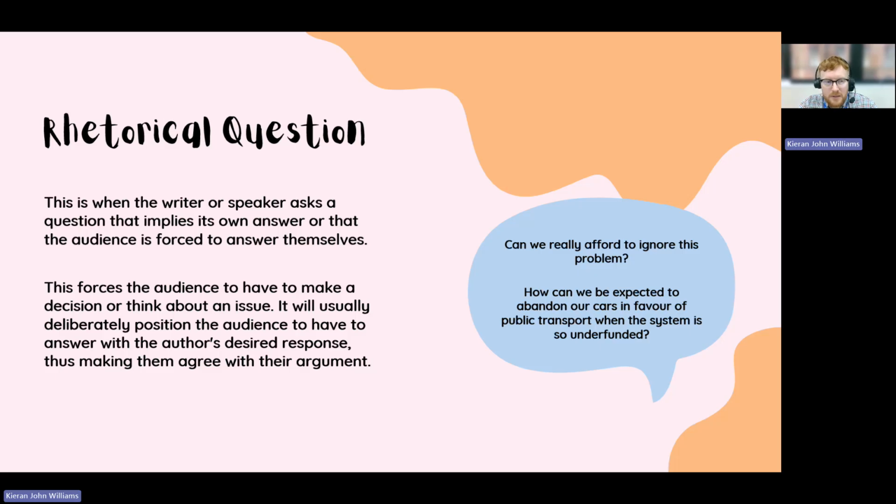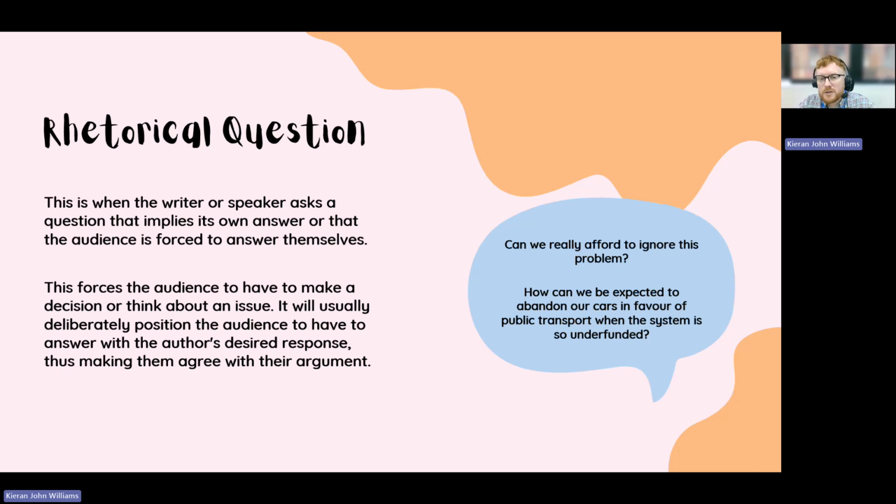Now, let's consider the last part here. All right. So, a rhetorical question is a question that you've asked, but you don't necessarily need an answer to it. So, for example, can we really afford to ignore the problem? Now, the audience knows the implied answer, which is, of course, no. Well, you're not actually expecting them to shout out and say no, but you're making them feel it because that is the most obvious answer to come from it.